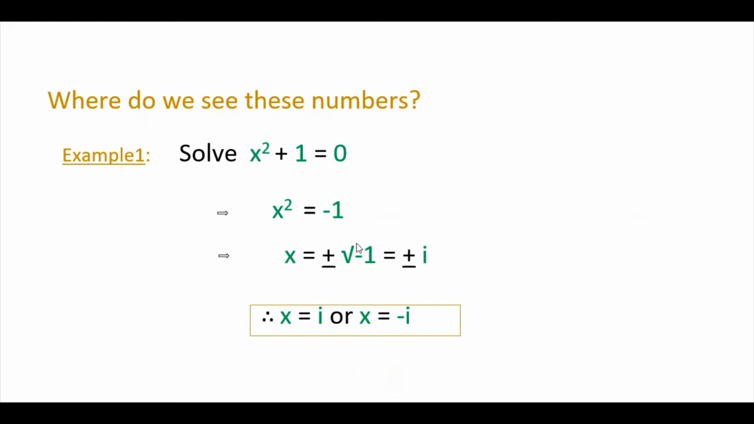Till now, we have learned that we cannot find the solution for this equation. But now, Euler introduced root minus 1 as i, that is an imaginary number. So you can write the solutions of x as plus or minus i, because here root minus 1 is i. Therefore, the solutions for this equation are x is equal to plus i or x is equal to minus i.